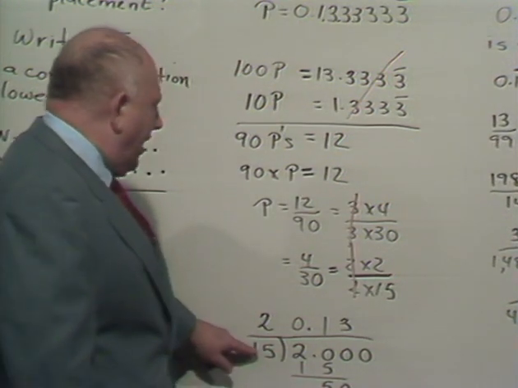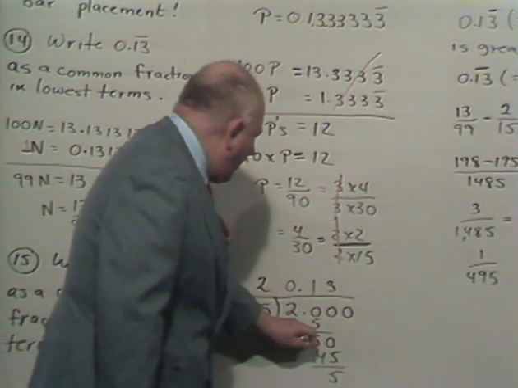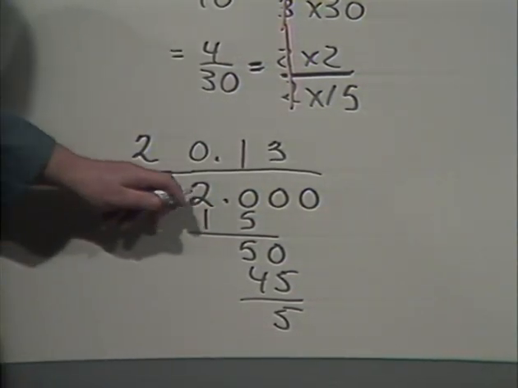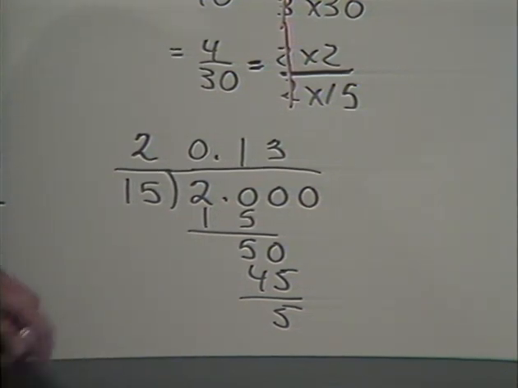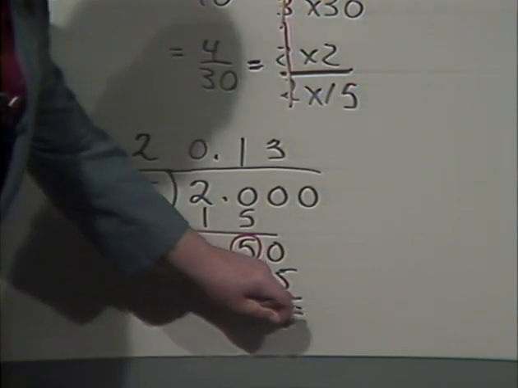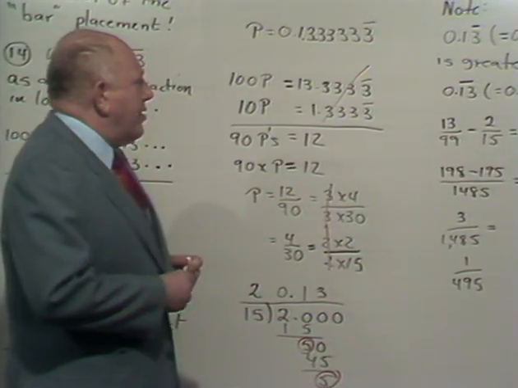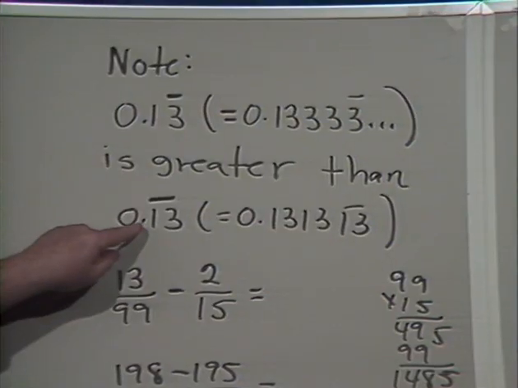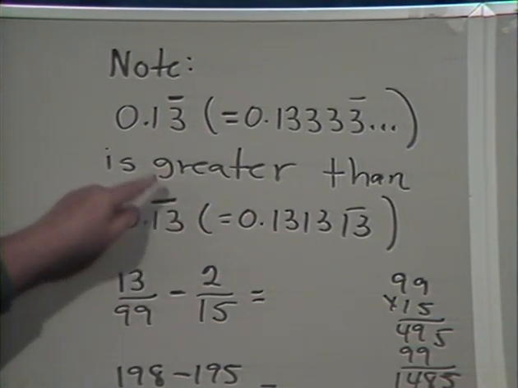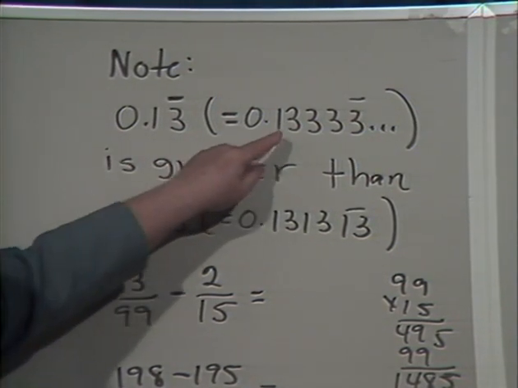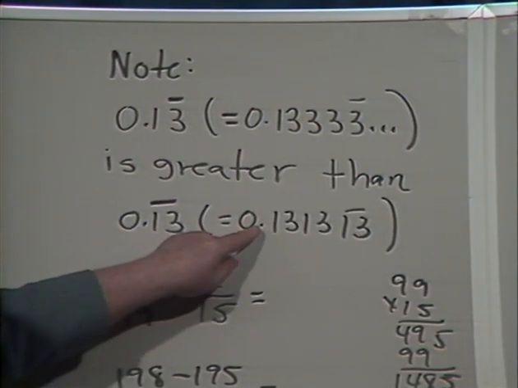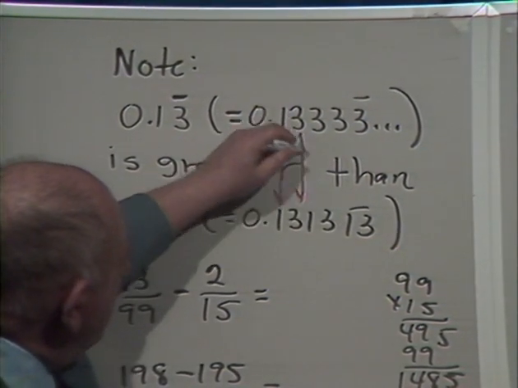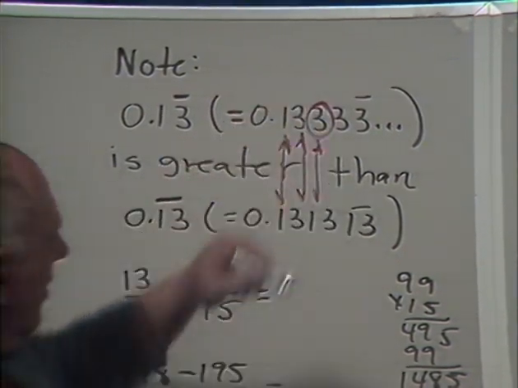And lo and behold, if I check this, 15 goes into 20 once with a remainder of 5. 15 goes into 50 3 times with a remainder of 5. Notice that I started with a 2 followed by zeros, but the first remainder that repeated was a 5. And the point I want you to see is that 0.13 bar is not the same as 0.13. In fact, 0.13333 is greater than 0.131313 because they agree in the first 2 places, but in the third place, this is the greater fraction.